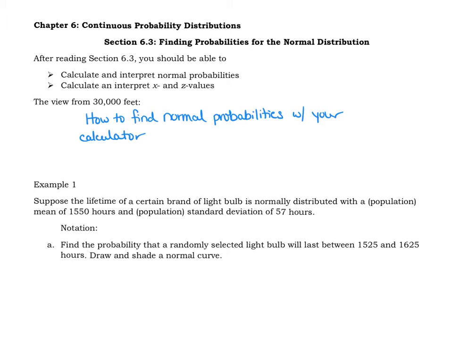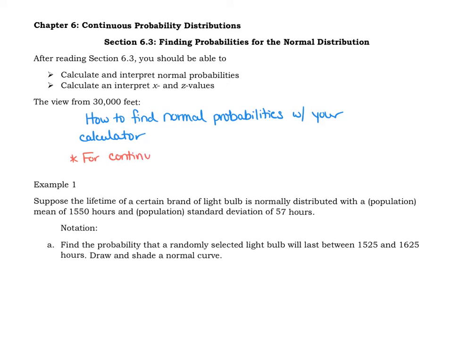Right, welcome to the start of section 6.3. Here we're going to be finding probabilities, not using the empirical rule, but using our calculators so that we're going to get not an approximation, but a more exact probability. So remember, as we do this, this is going to be for continuous variables.